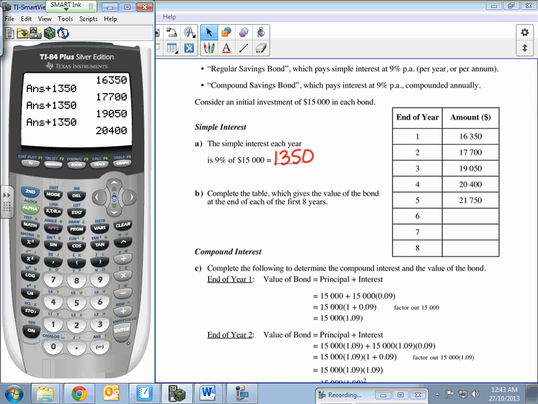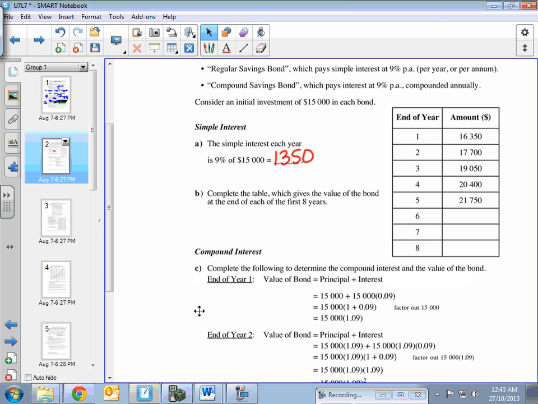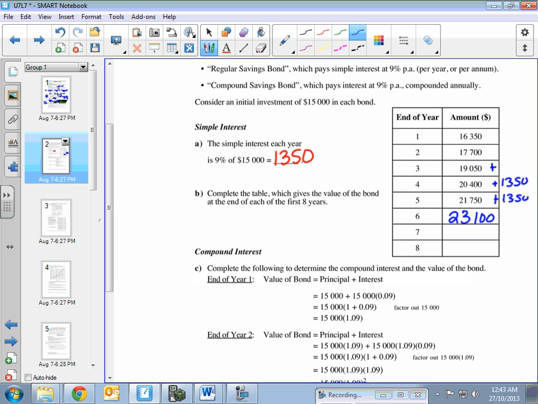Add it again, at the end of year four, 20,400 plus 1350. At the end of year five, 21,750 plus 1350. So at the end of year six, it'll be 23,100. I'm just going to write down what we're doing.